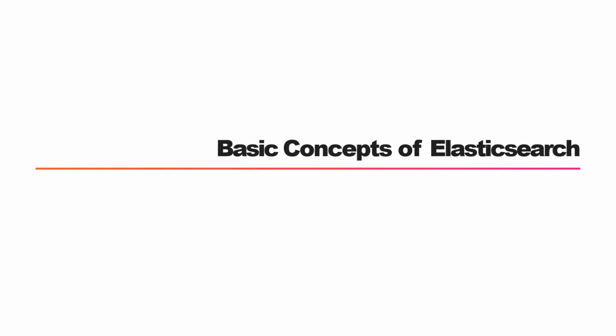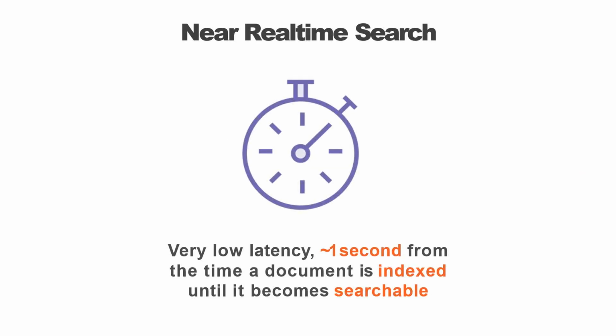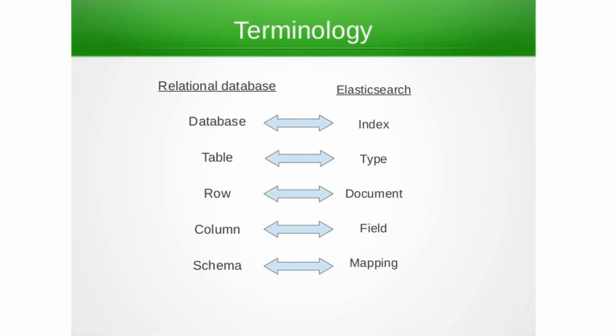Now let's start understanding the basic concepts of Elasticsearch. So guys, in Elasticsearch you will have near real-time searches, very low latency, less than a second from the time a document is indexed until it becomes searchable. Some of the terminology you must remember: index, type, document, field, and mapping. Index, if you want to correlate with a DBMS, is the database. Type you can say is a table, document is a row, and column you can say is a field, and schema is the mapping between all these fields.